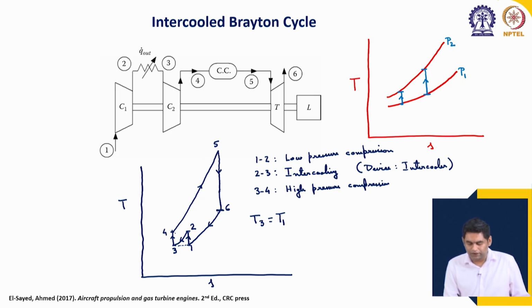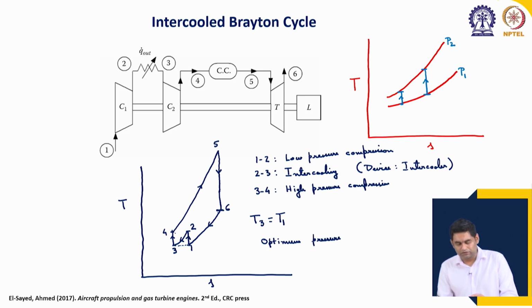Now, T 4 and T 2 can be different; it depends on what pressure is used for the intercooling. Later we will see that there is an optimum pressure for intercooling, and we have to find this optimum pressure, for which we get the maximum work output from the cycle, which translates to minimum work input to the compressor. Optimum pressure of intercooling.